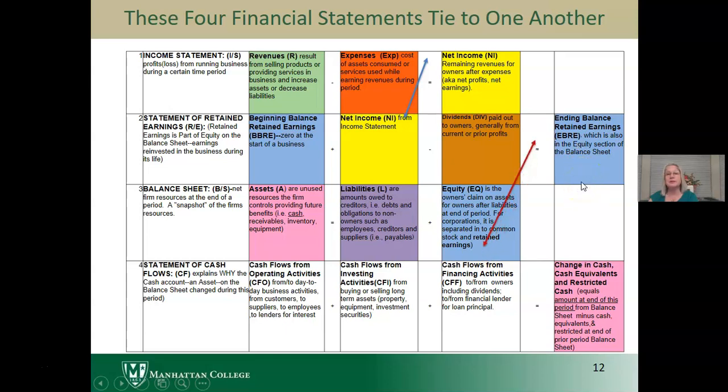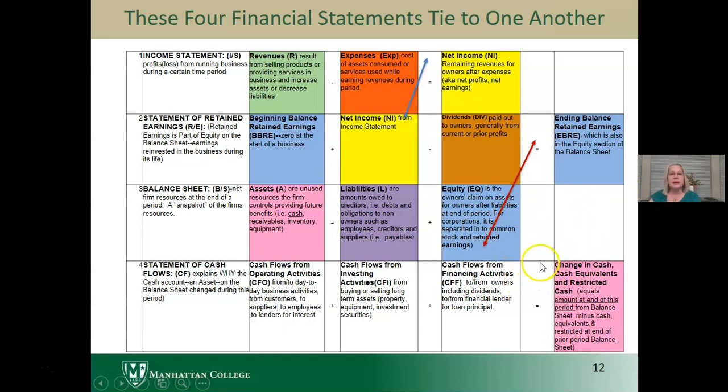So the ending balance of retained earnings will be part of equity on the balance sheet, which shows the firm's resources or assets, and the assets are financed one of two ways. So assets equals liabilities plus equity. They're financed by amounts owed to creditors, whether they're employees, trade suppliers, or lenders. And what's left over is financed by the owners, either when you issue stock or retain earnings.